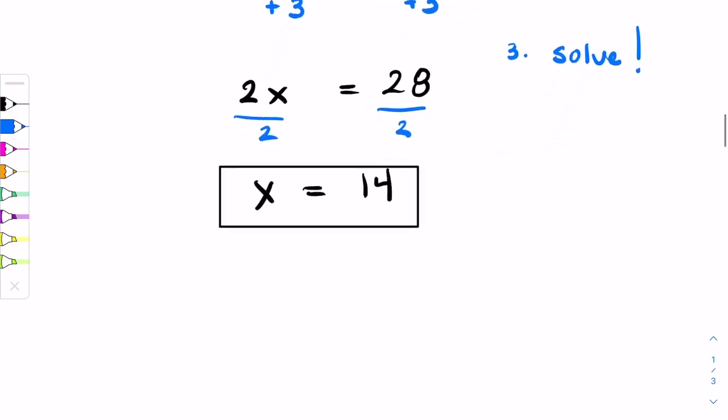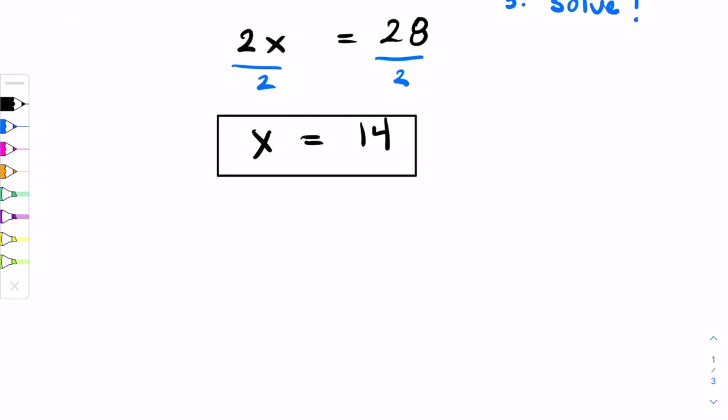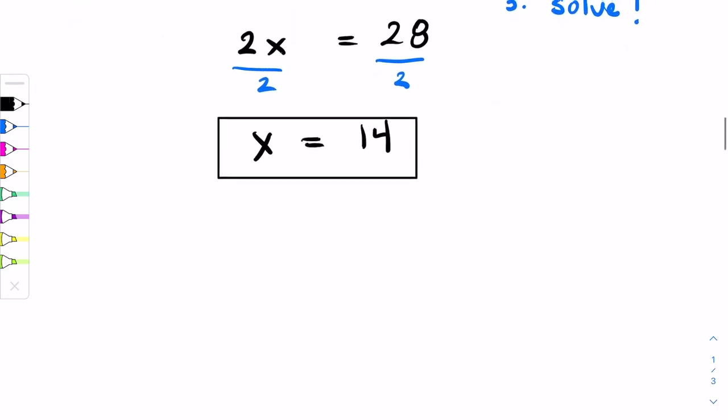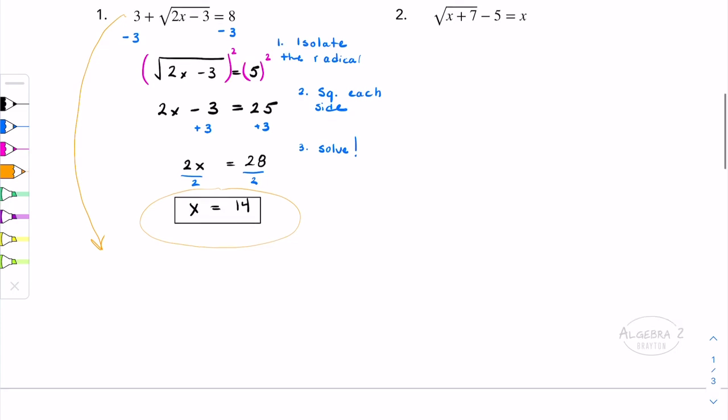Before we can officially say this is our solution, we do need to check for extraneous solutions. And checking for extraneous solutions means we substitute our answer back into the original equation, and we solve to make sure it comes out to be true. If it comes out to be false, we label it as an extraneous solution.